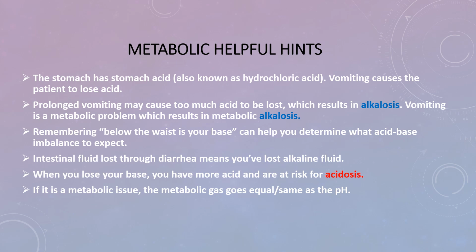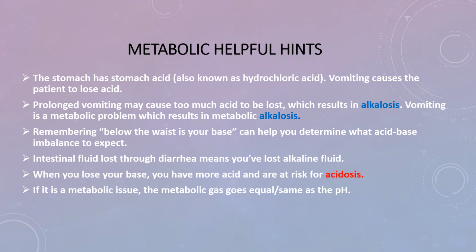Here are some helpful hints for the metabolic system. The stomach has acid, also known as hydrochloric acid. Vomiting or suctioning causes the patient to lose acid. If you lose your acid, you become more basic. So prolonged vomiting may cause too much acid to be lost, which results in alkalosis. Vomiting is a metabolic problem, which results in metabolic alkalosis.